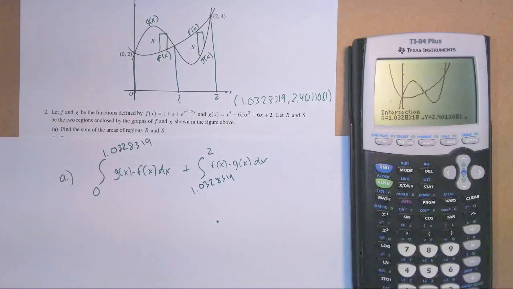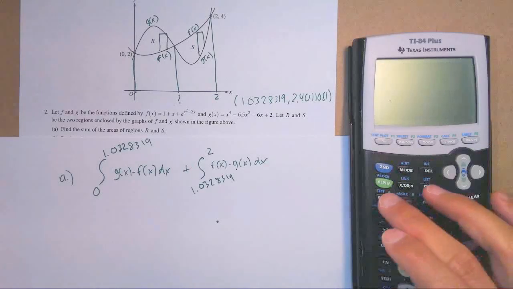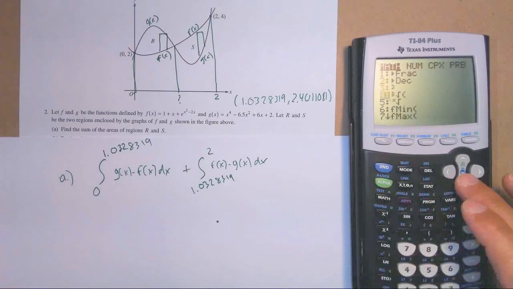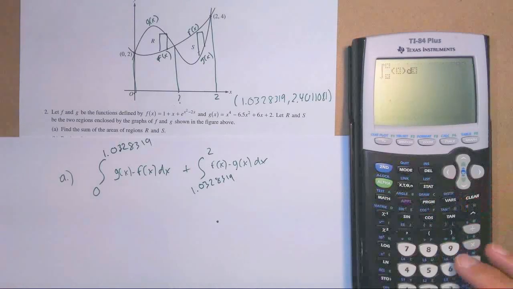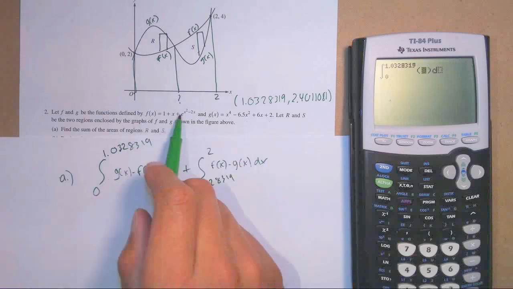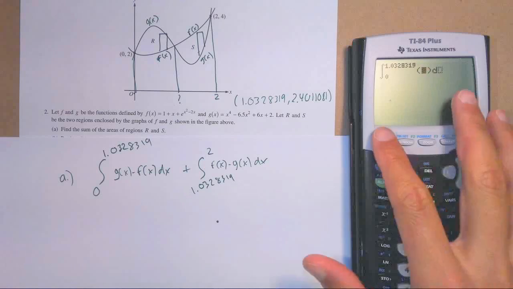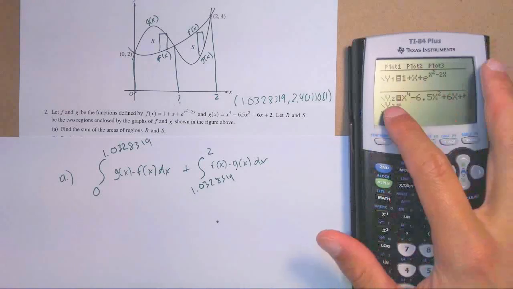And then now, once we have everything, clear it out, go to your home page, and let's actually just set up the integral. Go to math, scroll all the way down to number 9, the integral from 0 all the way to 1.0328319. And this is the thing that I want you guys to know. Yes, you have to type in all of g of x minus all of f of x. But you already have your function saved in your calculator. If you went to y equals, that's y1, which is f of x, y2 is g of x.